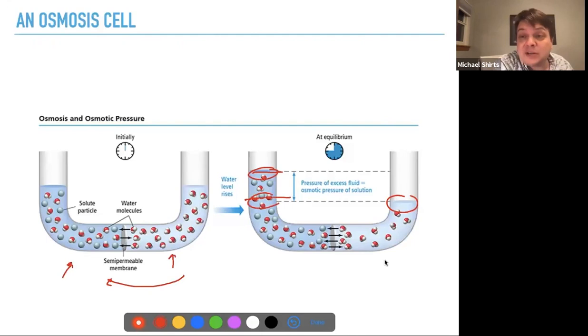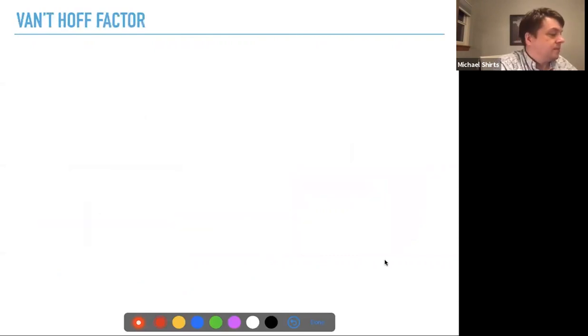And this is how you can actually measure concentration. You can set up a cell like this, watch to see what the water level difference is, calculate the pressure due to that, and from that back-calculate what the concentration of your solute here was initially.